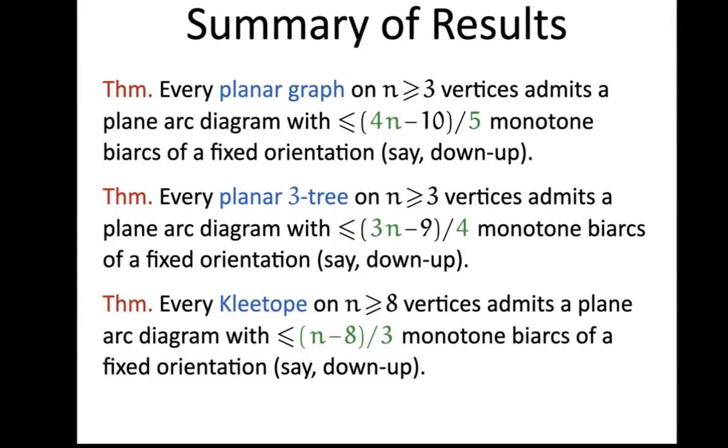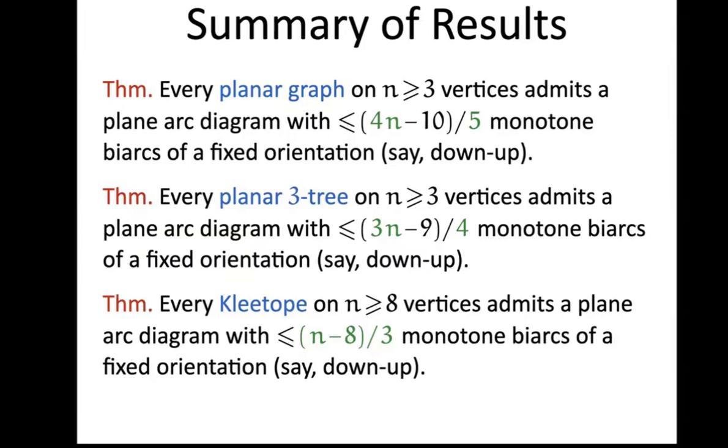And for planar 3 trees, we have an even slightly better bound, but still not at 1/2, which is 3/4. And for cletopes, we have an absolutely tight bound up to the additive constant. And this is kind of the first thing that I want to talk about, given that we already talked about cletopes in detail before. Can you remind me what a 3 tree is?